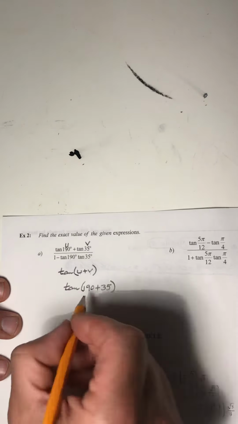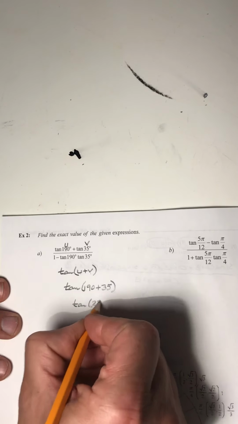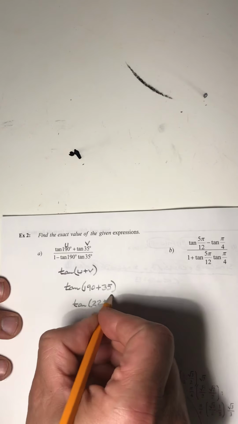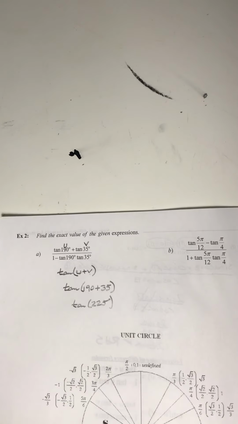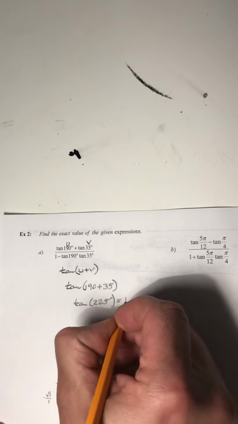Well, I know 190 plus 35 is just 225 degrees. Now the tan of 225 degrees, remember, tan is sine over cosine. So that means I've got to be in quadrant 3, and I've got to know the sine, which is negative radical 2 over 2, and the cosine, which is also negative radical 2 over 2. If those things were divided, you would end up getting 1.